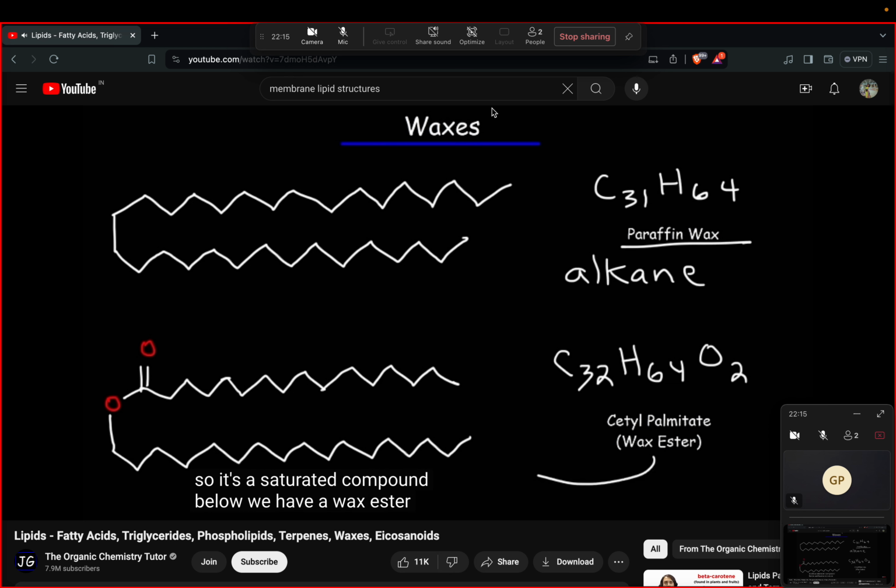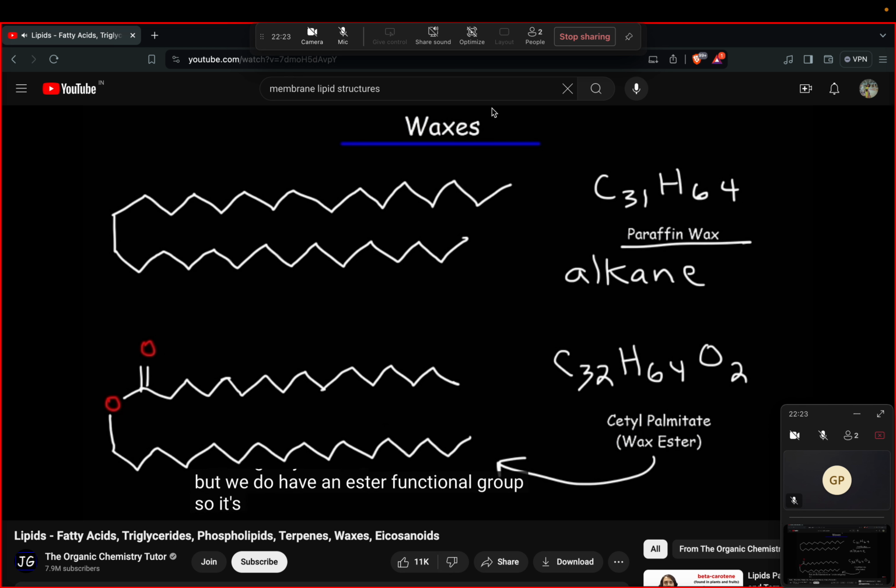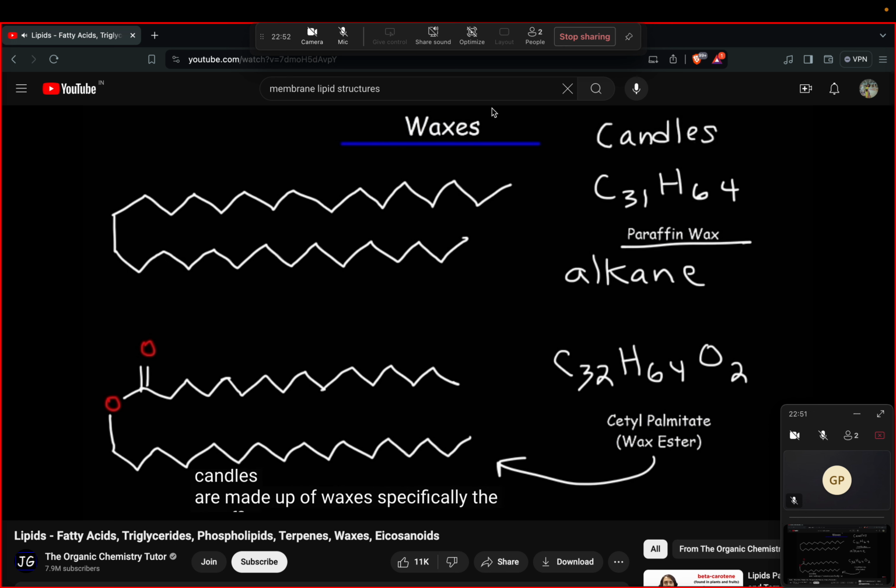Below, we have a wax ester. We still have 2 long alkyl chains, but we do have an ester functional group. So it's called a wax ester. This one has 32 carbon atoms and 64 hydrogen atoms. So these are very, very long hydrophobic molecules. Some examples of waxes include beeswax, I'm sure you've heard of that one, or the waxes that plants use to coat themselves in order to regulate evaporation and hydration, and even candles. Candles are made up of waxes, specifically the paraffin wax.